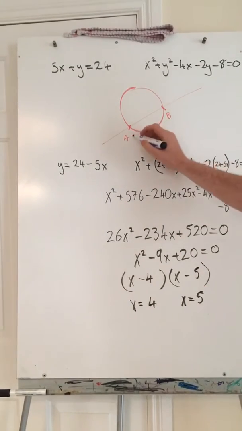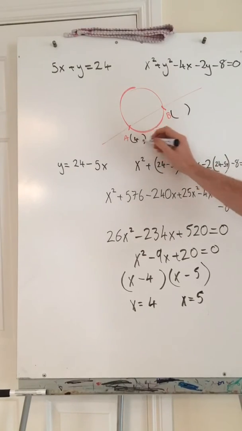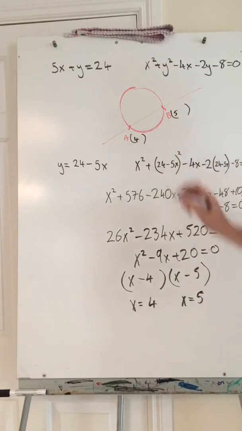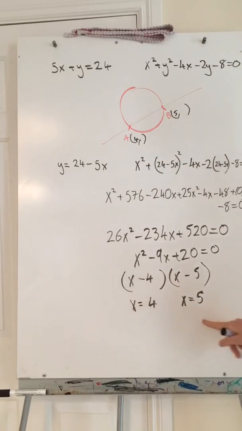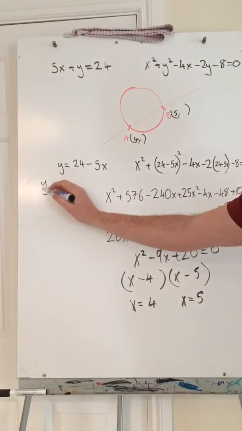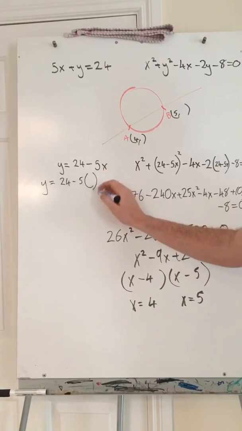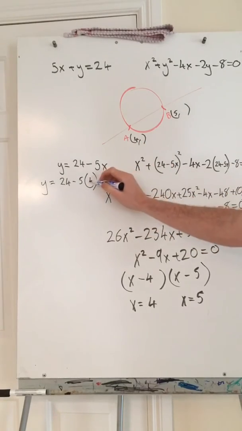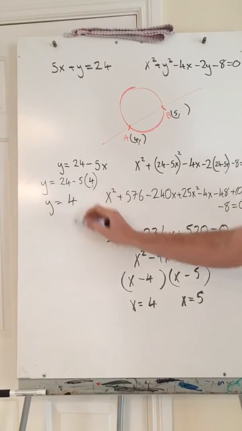So the two x values of our points here where they intersect, one of them is 4 and the other one is 5. And now we just need to find the y values. But to find the y values, you just go back up to this one here. So I'll just do one of them just to save time. So y is equal to 24 minus 5x, but one of the x values is actually 4. So that's going to be y is equal to 24 minus 20, which is 4.